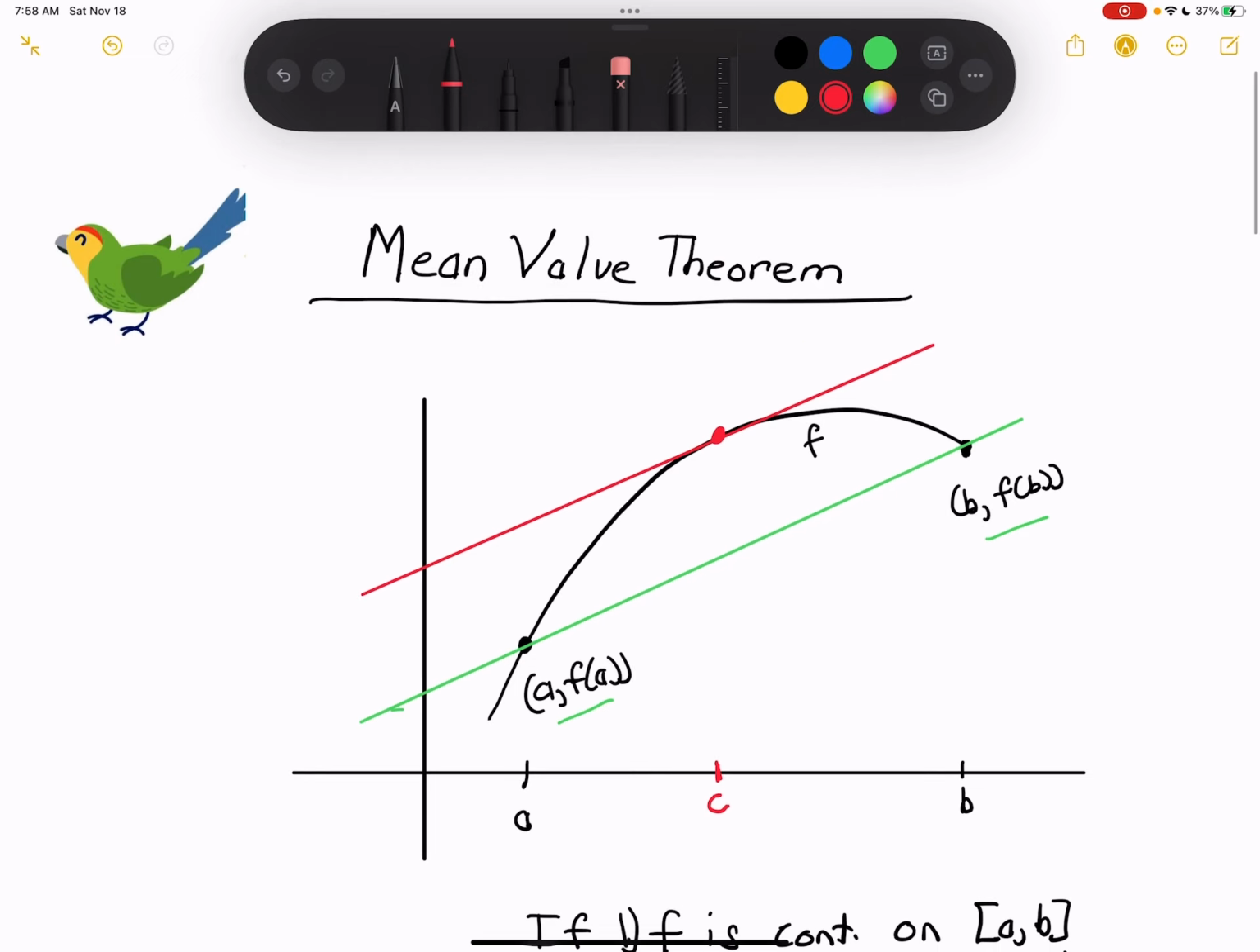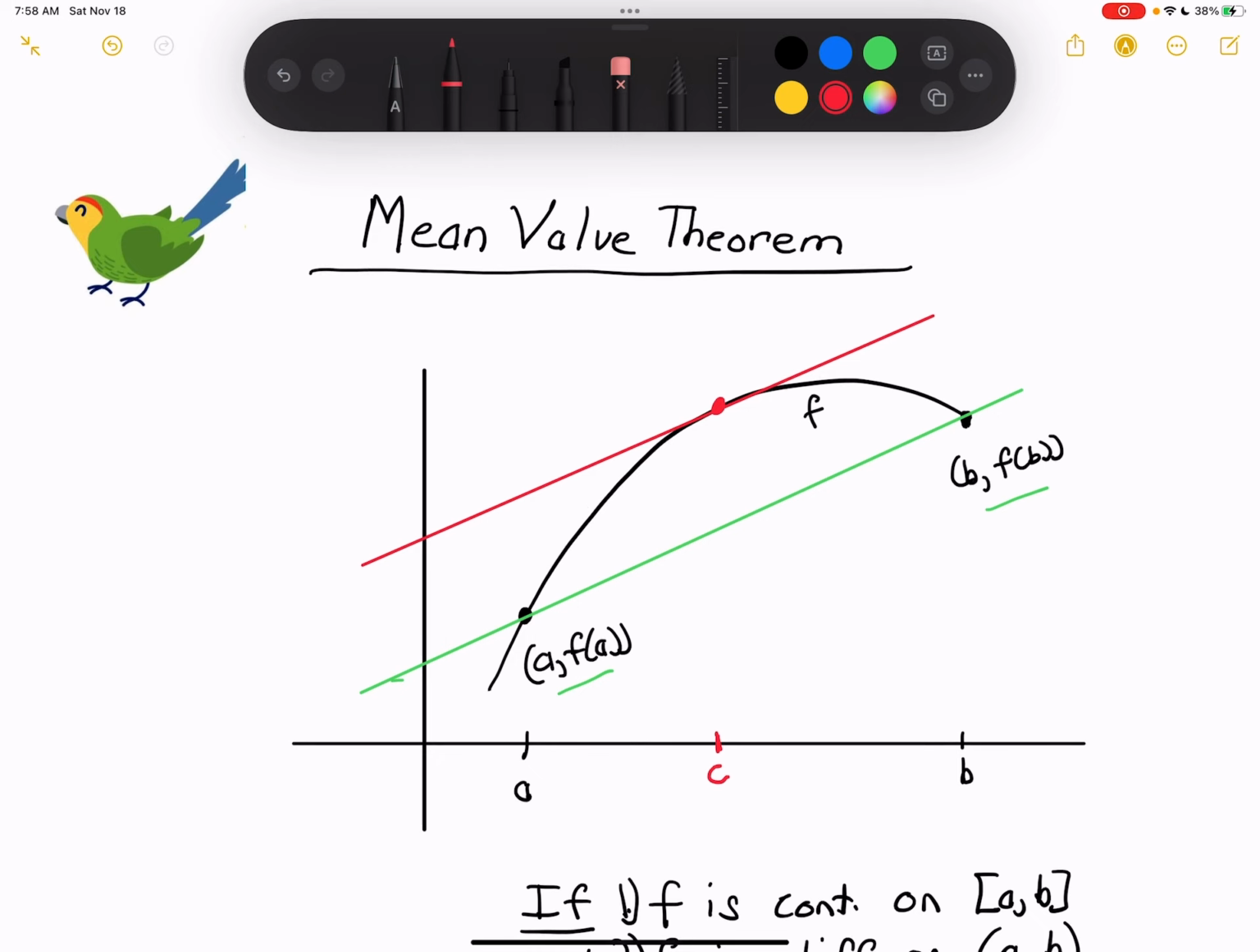We're going to go through a couple examples here now, and hopefully this will help cement the concept.